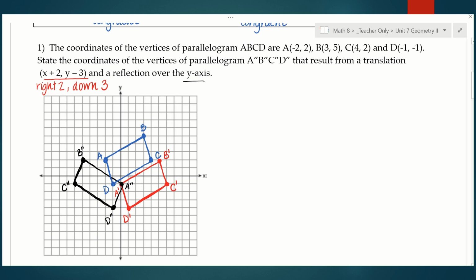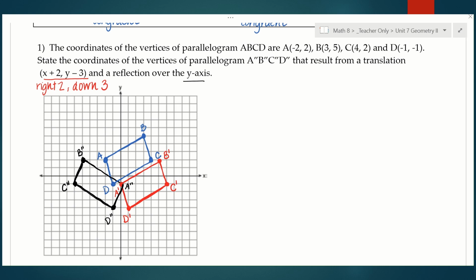And so your final picture should look like this. And so that is a sequence or a composition of transformations. We started with, in my case, my blue parallelogram, ABCD, translated it, reflected it, and now I've turned it into my A double prime, B double prime, and so on.